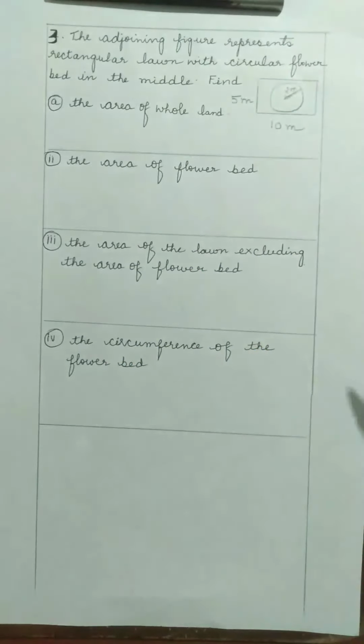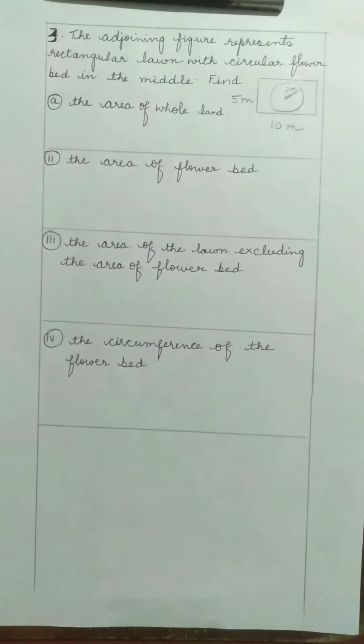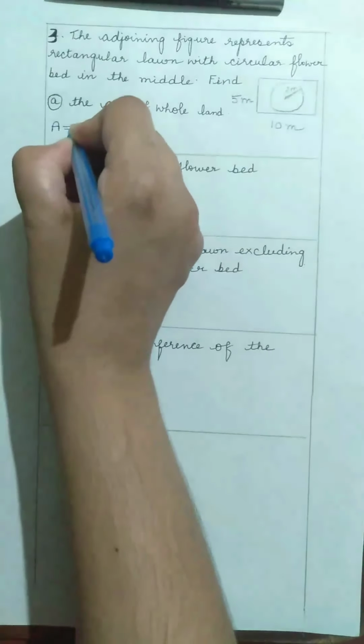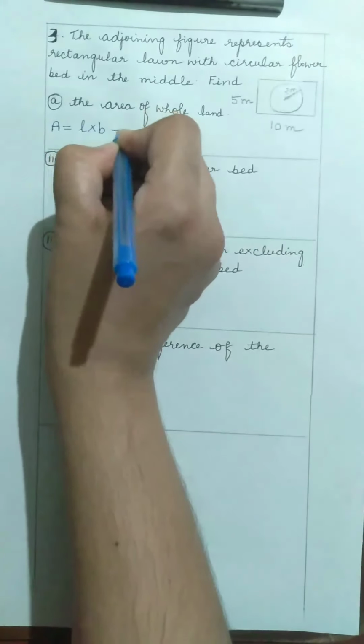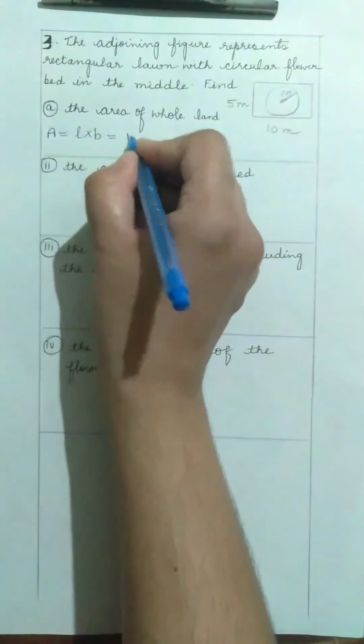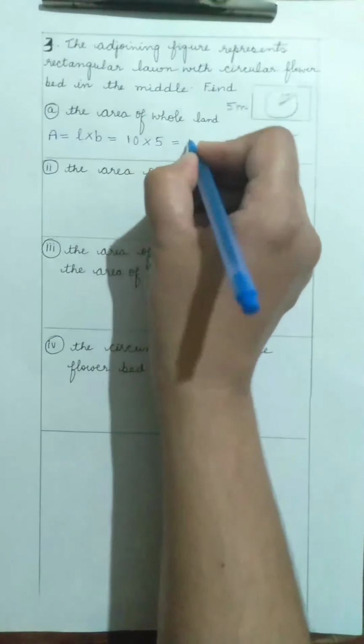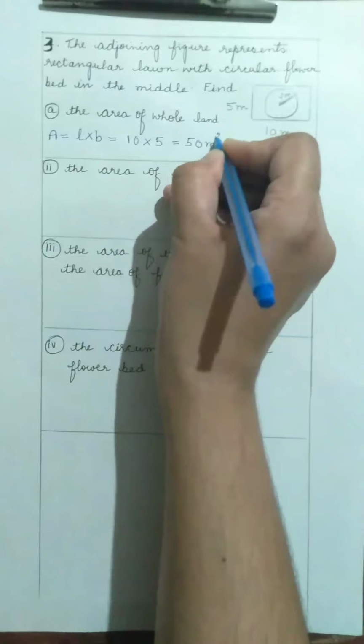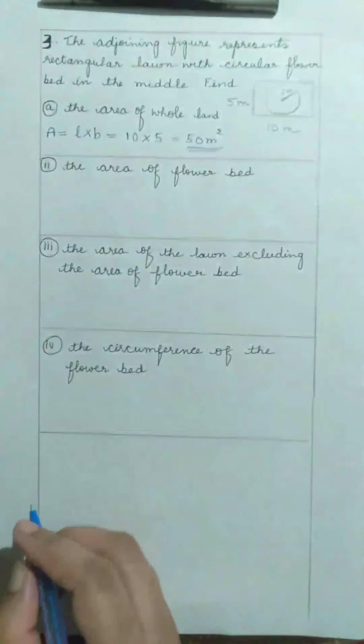So let us solve the first problem, A: the area of the whole land. The land is in the shape of a rectangle. Therefore, to find the area of the whole land, we use the formula area is equal to length into breadth, where the length is equal to 10 meter into the breadth equal to 5 meter. Therefore, 10 5s are 50 meter square is the answer for the area of the whole land.